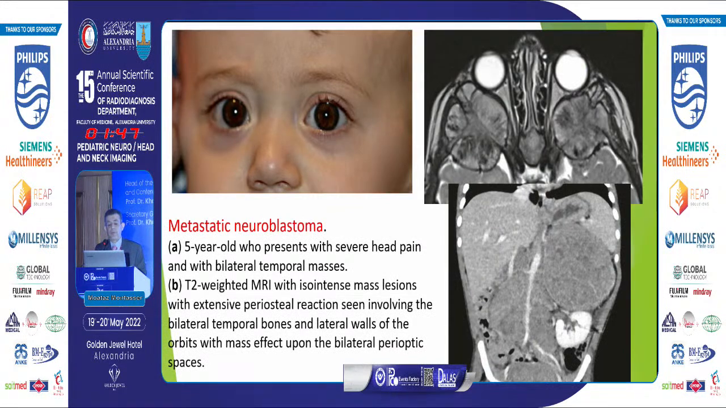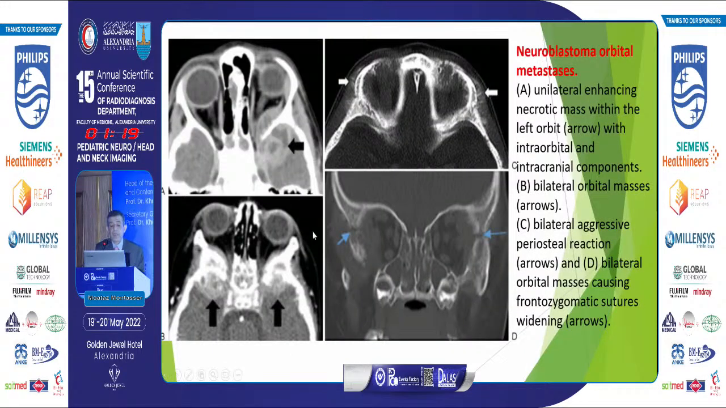This is an example of metastatic neuroblastoma, bilateral temporal bossing with large masses involving the lateral wall and middle cranial fossa with intraorbital and intracranial as well as extracranial soft tissue masses in this child with left suprarenal neuroblastoma with metastatic lymph nodes. It can be unilateral, like in this case, or it can be bilateral. And the bone window is very characteristic to show the spiculated periosteal reaction.